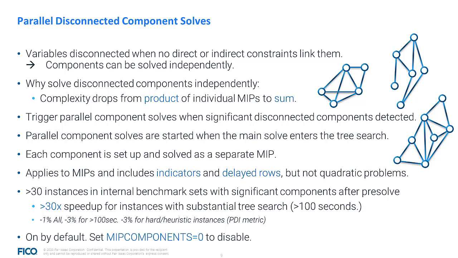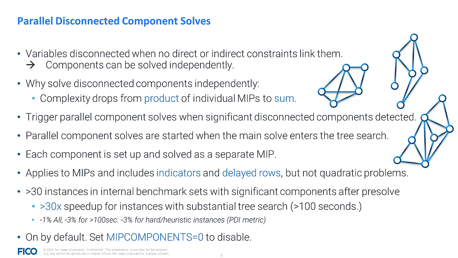Disconnected components, however, are not very commonly seen. Our benchmark set contains only a few such instances. Hence, the overall benefit on the set of all our MIPs is only 1%. It increases to 3% on the most challenging problems. This feature is activated by default. However, if it causes problems for some reason, it can be disabled by setting the new MIP components control to 0. Moreover, as already said, it is also disabled automatically by callbacks.